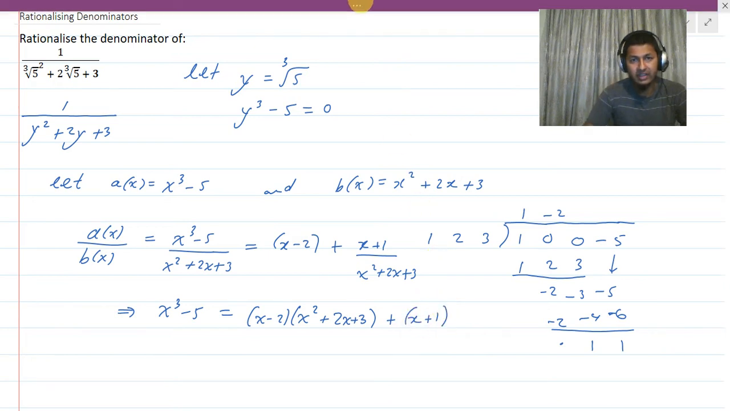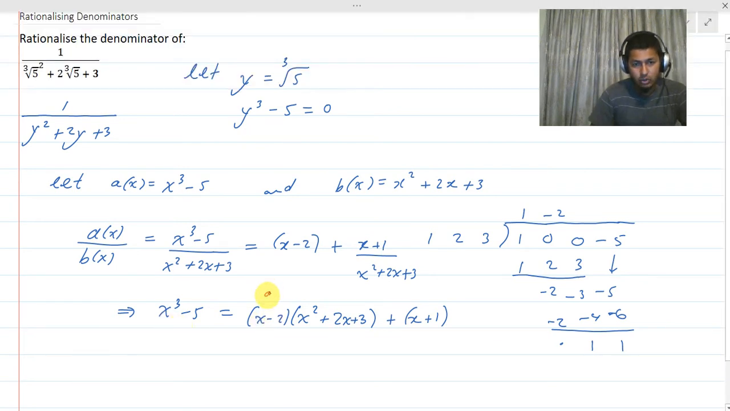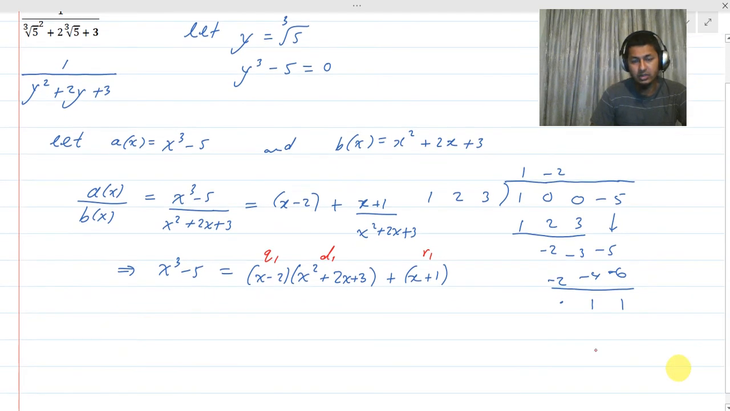So what we have now is quotient 1, divisor 1, and basically remainder 1. So now we carry on with this repetitive division. We repeat this division process again. We take the divisor 1 and divide by remainder 1. So this was basically step 1, so equation 1.